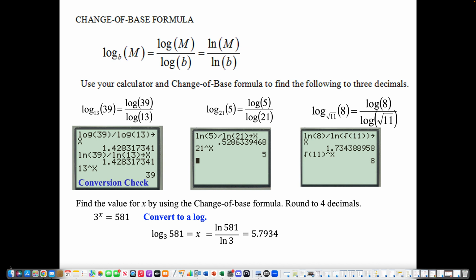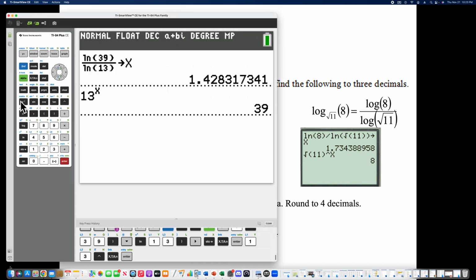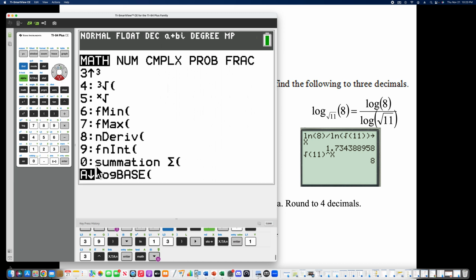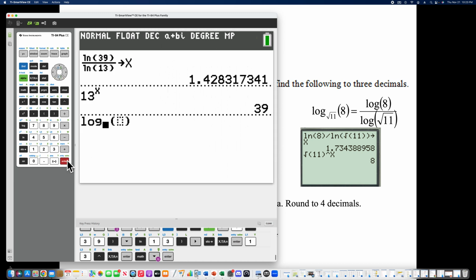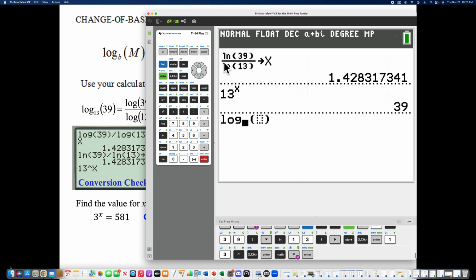All right, back to my calculator. Now, I had mentioned under the math button, if you scroll down to option A, there's log base. You hit enter and you get empty text boxes. So again, if I wanted to, this is nothing but a program where you type in the base in that text box, 13. You type in the argument, 39.